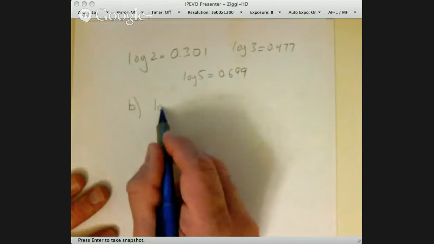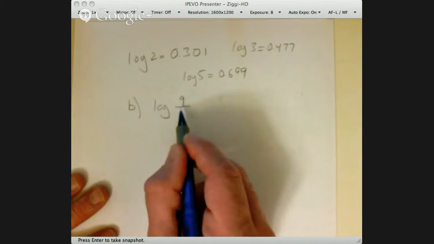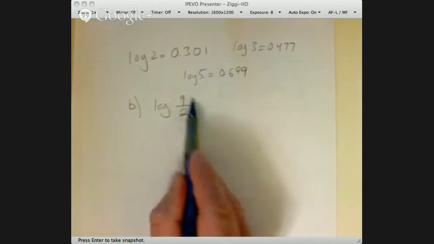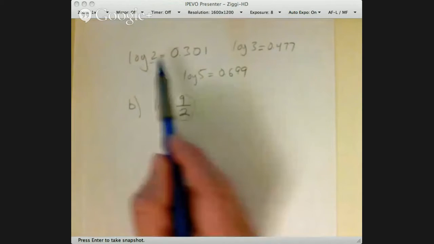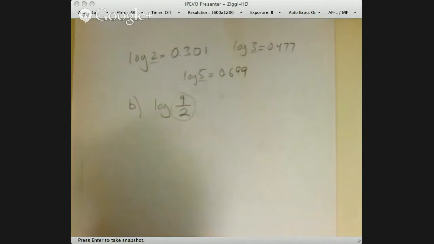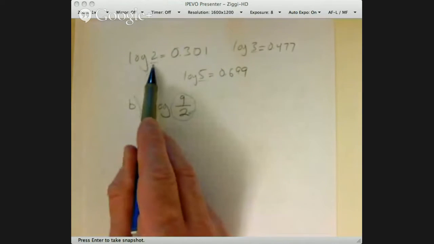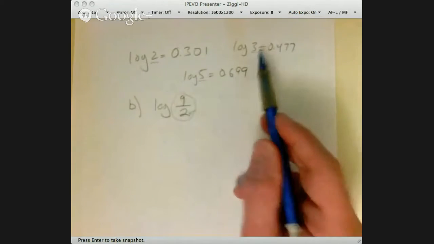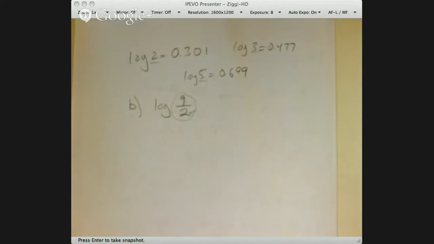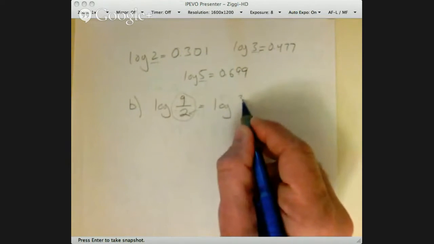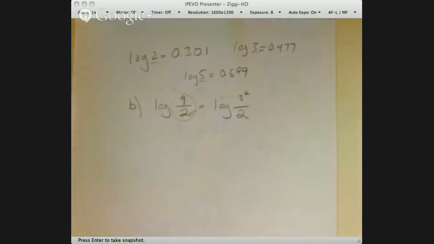We have log of 9 over 2. The key to all of these problems is how do I take this term and write it in terms of 2, 3, and or 5. We already have a 2 down here, so that takes care of our first one. We know we've got to deal with that. Can I write a 9 in terms of a 3 as a base? And by golly, I can. I'm going to rewrite this as log of 3 squared over 2. Now that I have that, everything's in terms of 2's and 3's and or 5's.